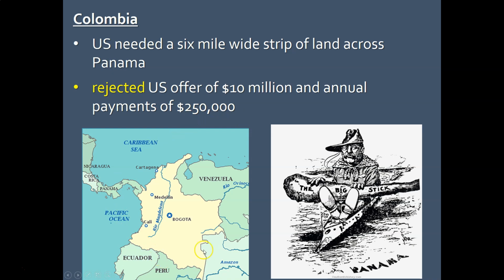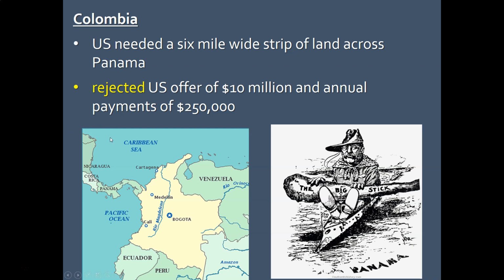The problem with all this is that Panama at the time was not an independent nation. It was actually part of the country of Colombia. So we offer up this deal to Colombia. We say, okay, listen, we want to buy a 6-mile wide strip of land across the Isthmus of Panama. We will give you $10 million and annual payments of $250,000. The Colombians turned down what we see as a very generous offer. And that makes us start thinking, okay, what's plan B? How can we get our hands on that land if Colombia is not willing to sell it?